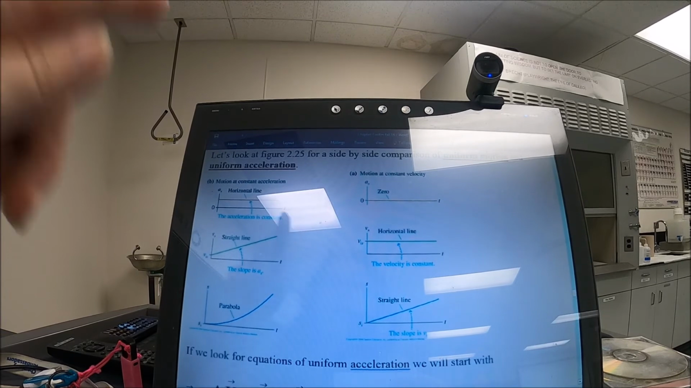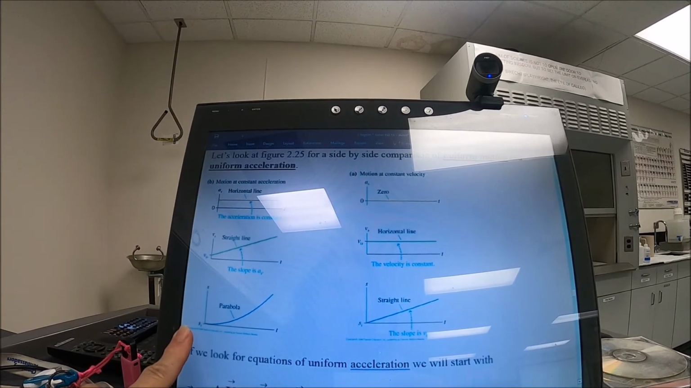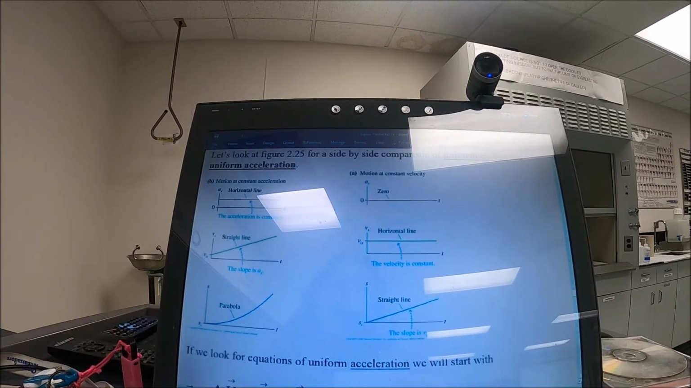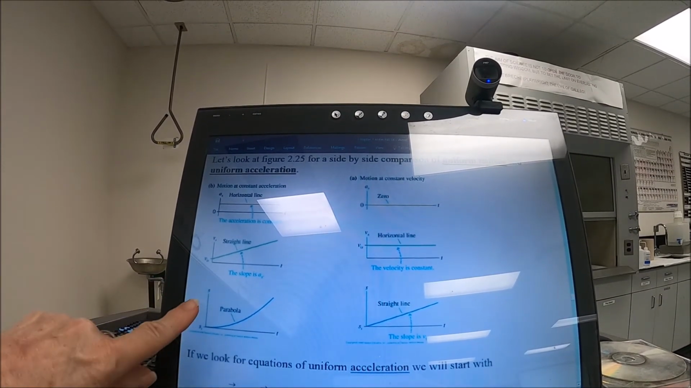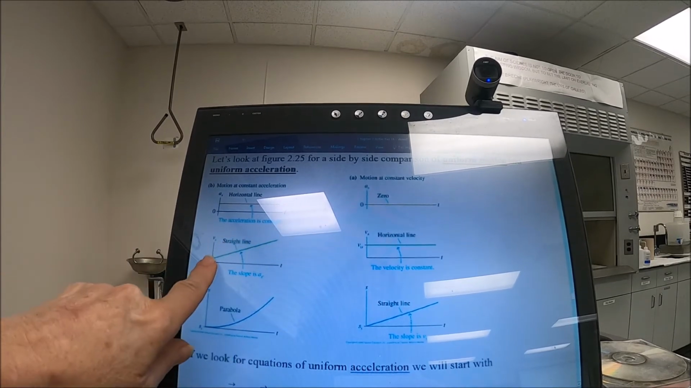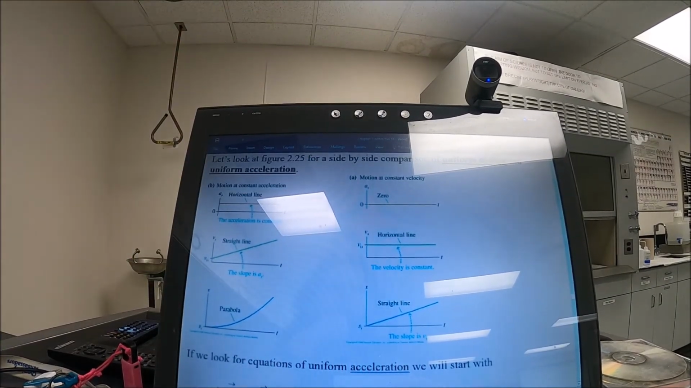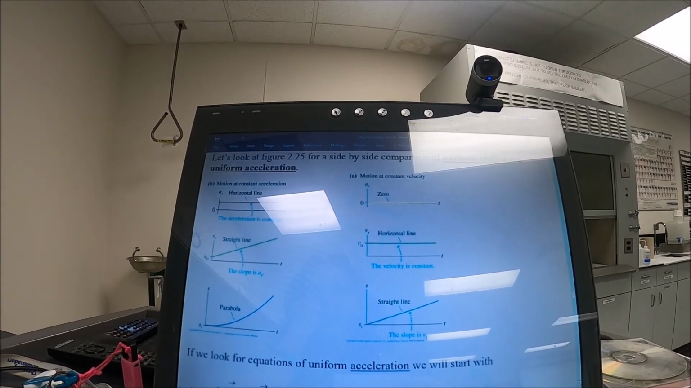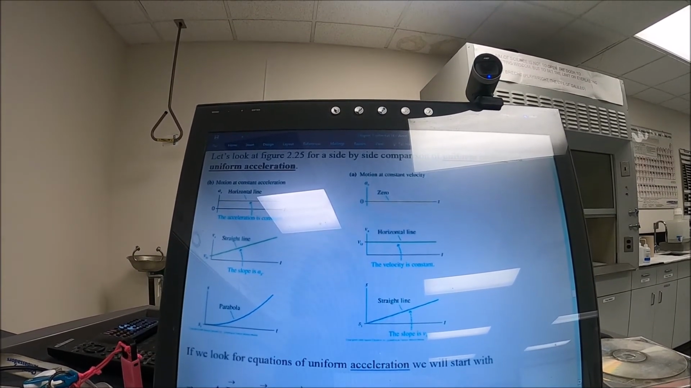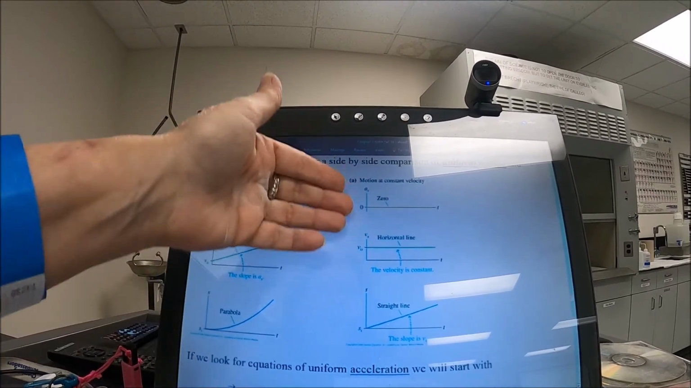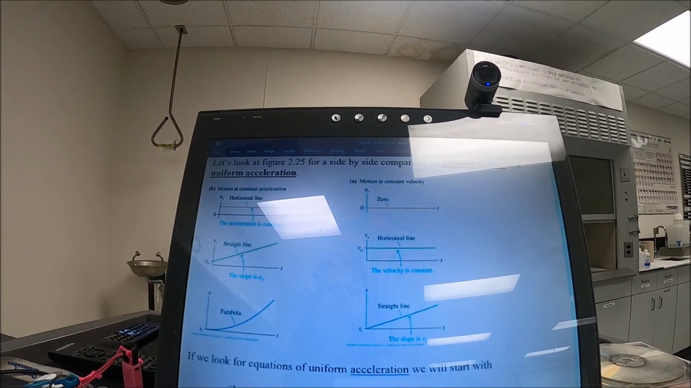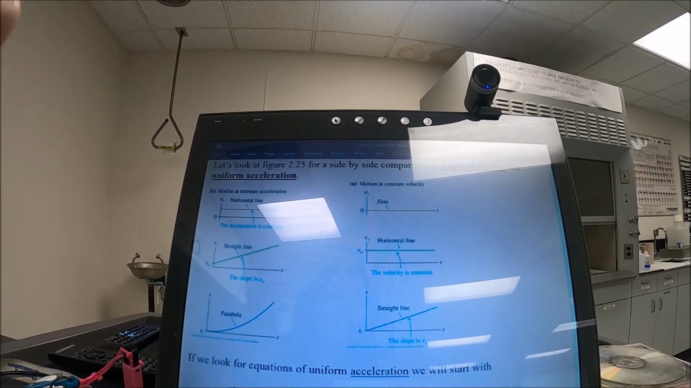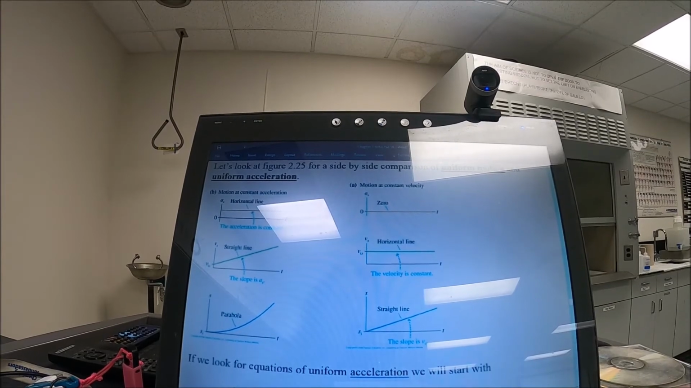acceleration as a function of time is 0. If we look at uniform acceleration, where acceleration is not 0, then the position as a function of time graph is a curve. The velocity versus time graph is a straight line, but it has a slope that's not 0. The acceleration as a function of time is a nice straight line that is not 0. So just by looking at the graphs, we can tell uniform motion, where acceleration is 0, from uniform acceleration motion, where the acceleration is not 0. Okay?